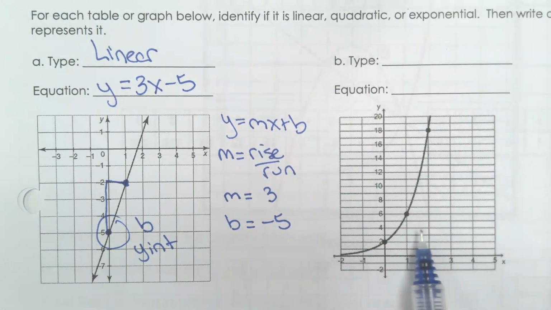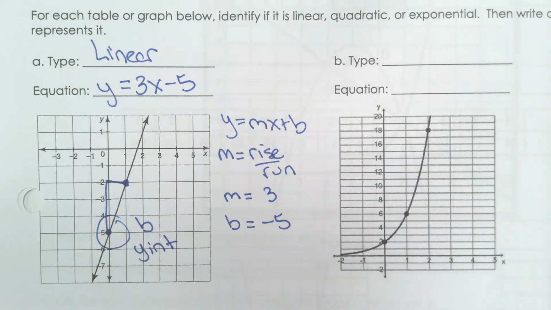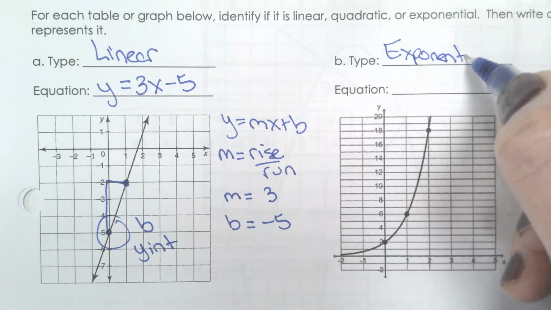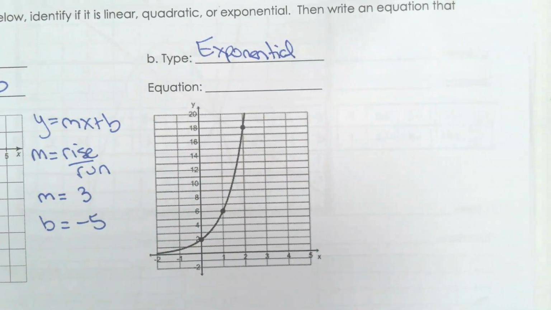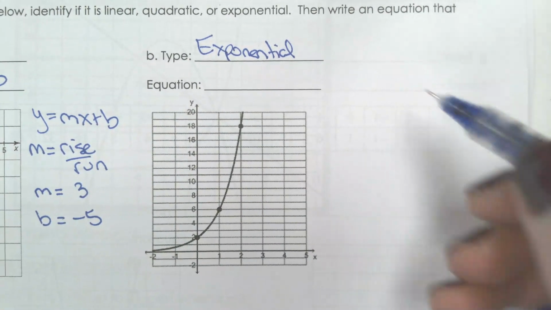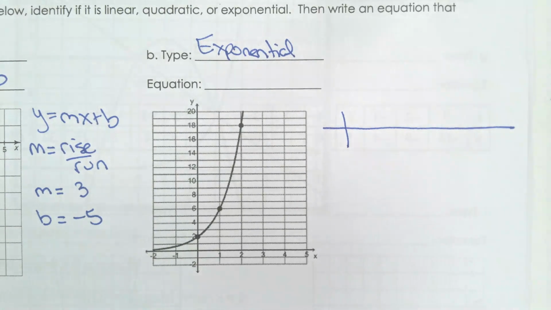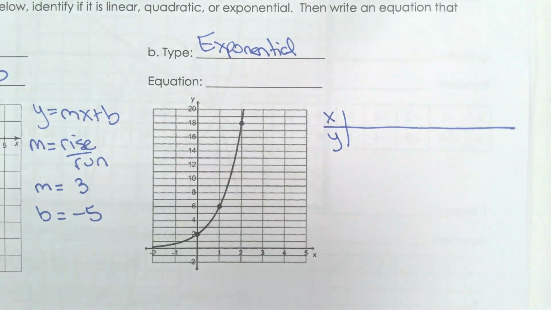On b, let's at least do the type. So when you look at this graph, what do you see? Linear, exponential, quadratic? I see exponential. On exponentials, I have a very hard time trying to figure out how to write the equation from a graph. I actually make a small table of values, and I think that is much easier. So I'm going to do just a little side-to-side table here.